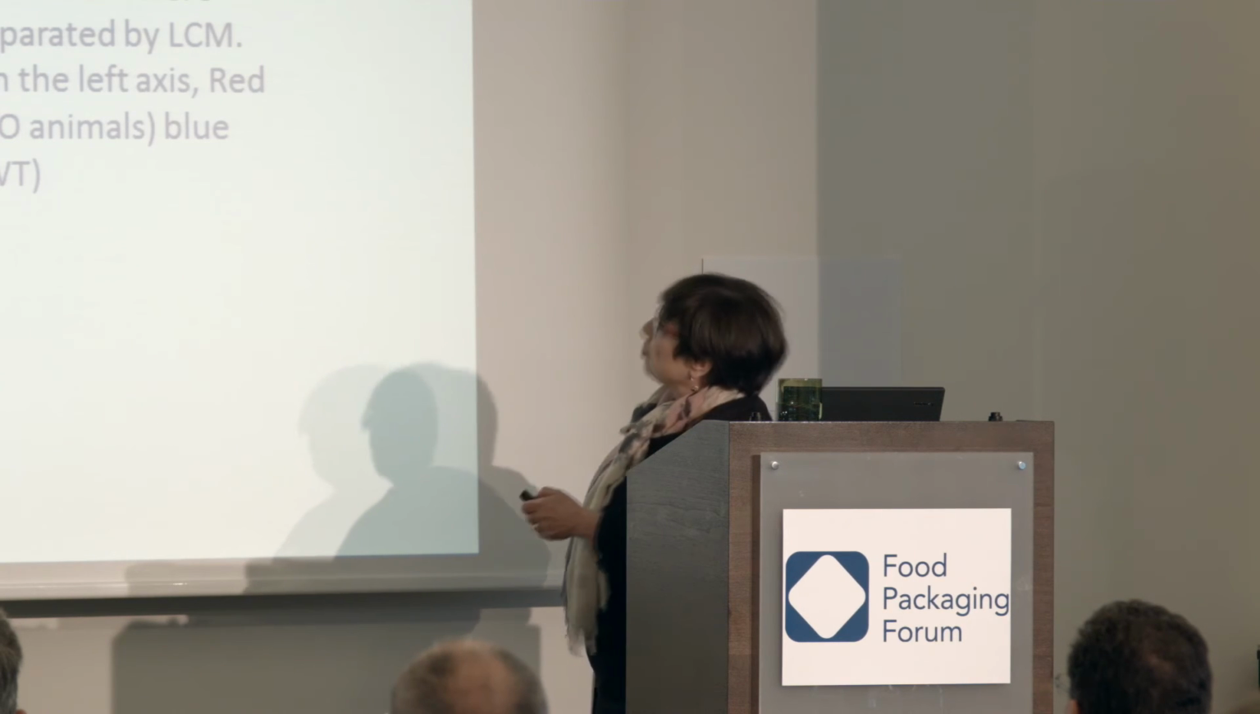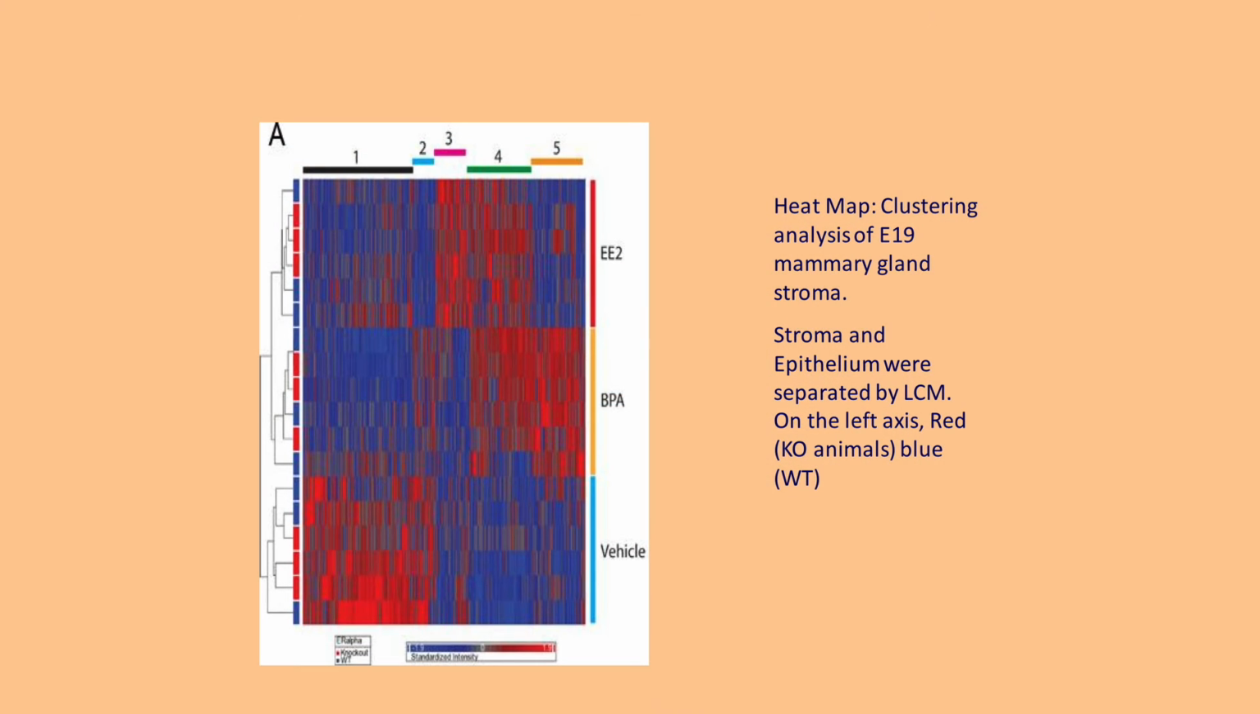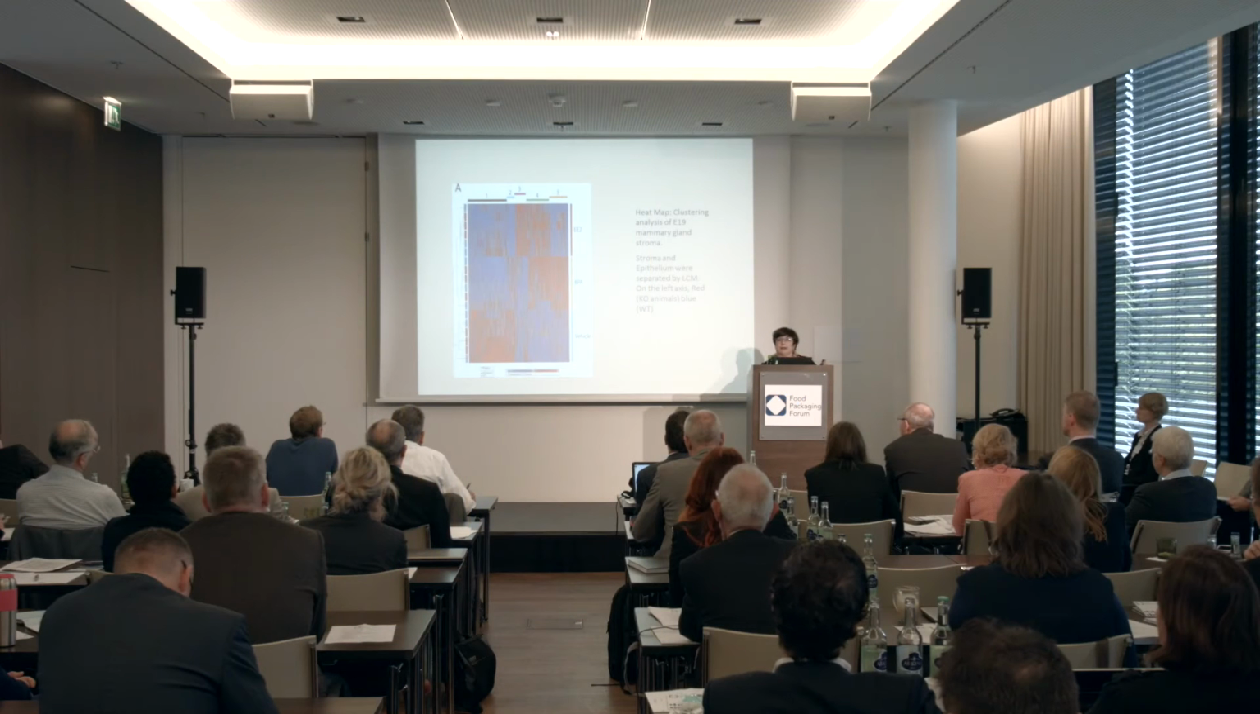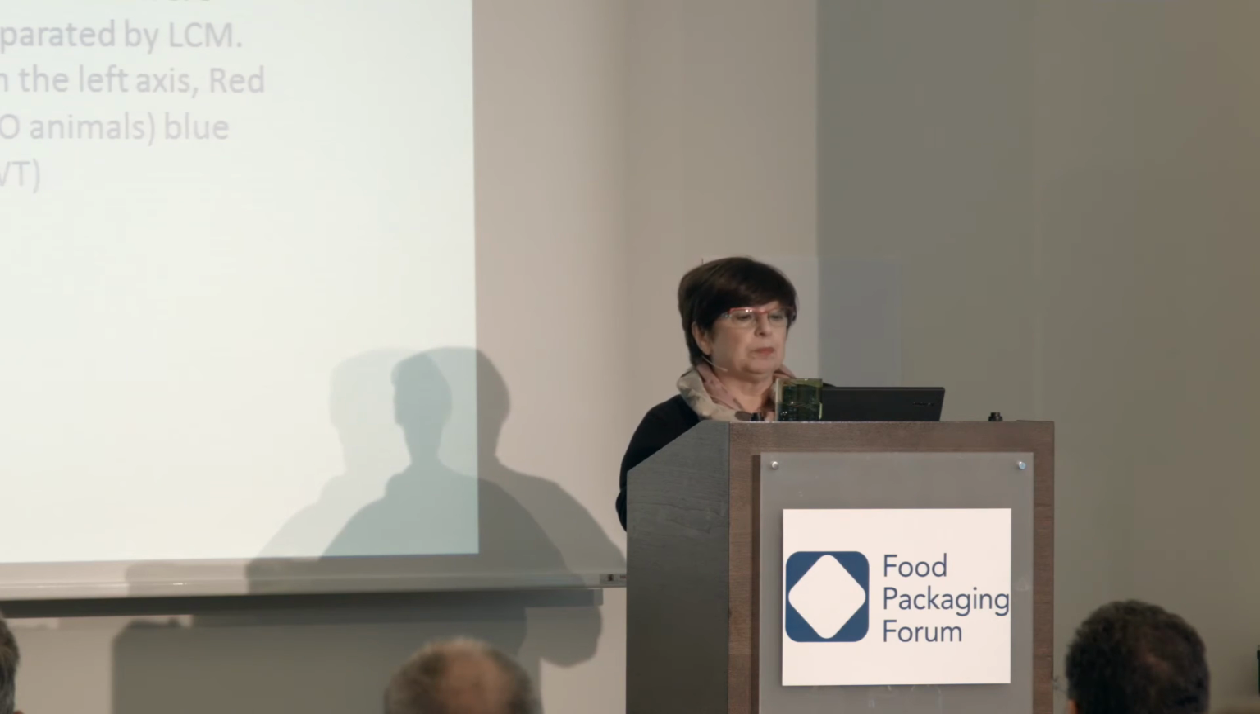This is a transcriptome of the stroma of a mammary gland at fetal day 18. And here we see that bisphenol A is doing the same as ethinyl estradiol. And the pattern is very different than with vehicle. So this seems like, okay, just 5,000 genes that are modified with respect to the control. In a set of 30,000 genes, it seems to be something big.